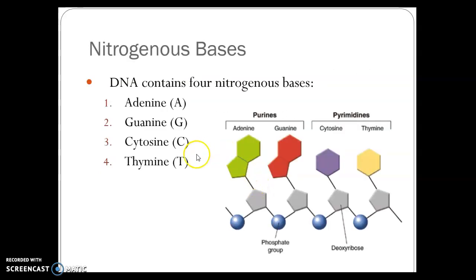So nitrogenous bases. Talking about this again a little bit. In DNA, the 4 nitrogenous bases that you have are adenine, guanine, cytosine, and thymine.